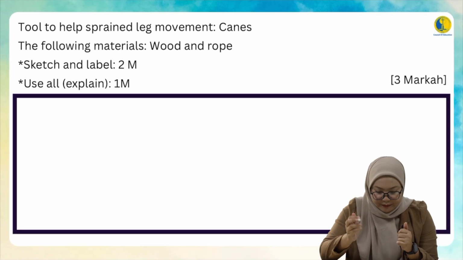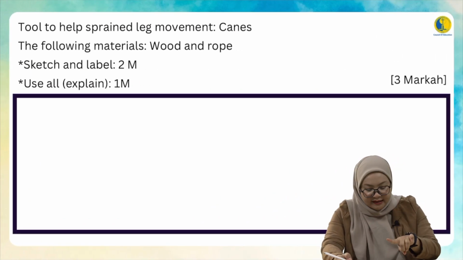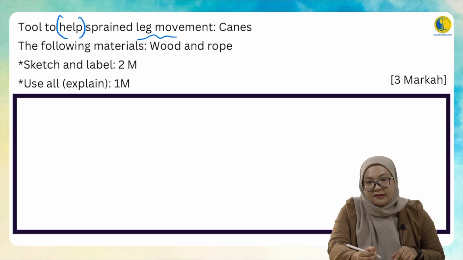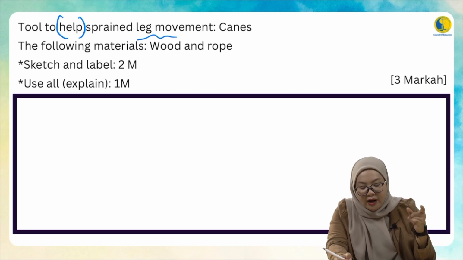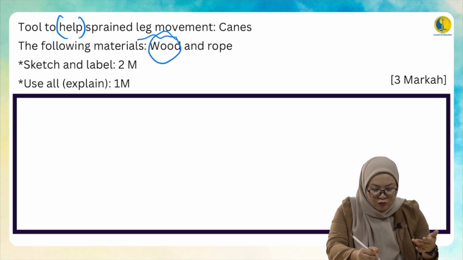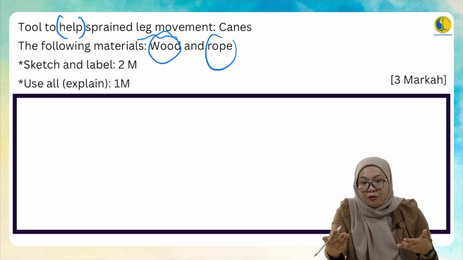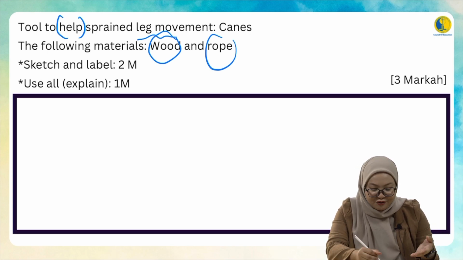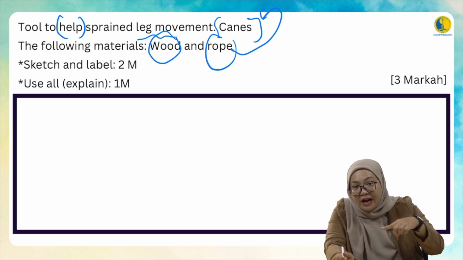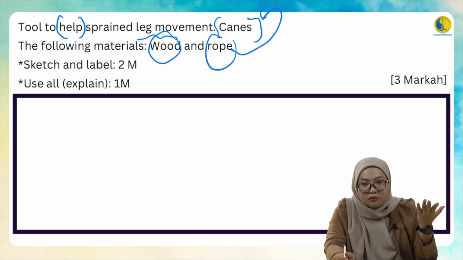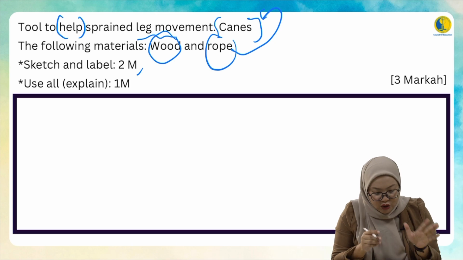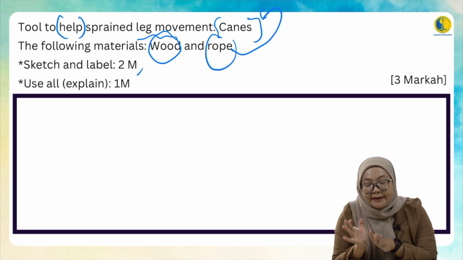This is the tip. You have to list down what the question asks. Help Razlan to go down. Razlan sprained his ankle. How to help him? If I were to think, I am only given wood and rope. What can I do with wood and rope? I'm thinking about a cane to help him, to support his body weight to go downhill. So what do you have to do? Just sketch and draw, 2 marks. Sketch, draw and label, at least 3 labels.